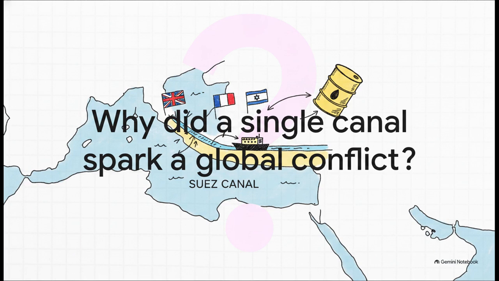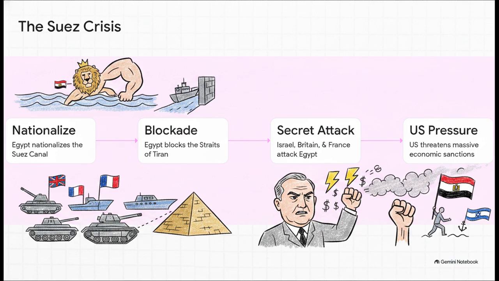The Suez Canal was this absolutely vital artery connecting the Mediterranean and the Red Sea, and it was responsible for transporting 2/3 of Europe's oil. In 1956, Egyptian President Gamal Abdel Nasser boldly nationalizes that canal, essentially stripping control right out of the hands of Britain and France. At the exact same time, Egypt blocks the Straits of Tiran, which cuts off Israel's crucial access to the Red Sea. In response to all of this, a secret alliance is formed.